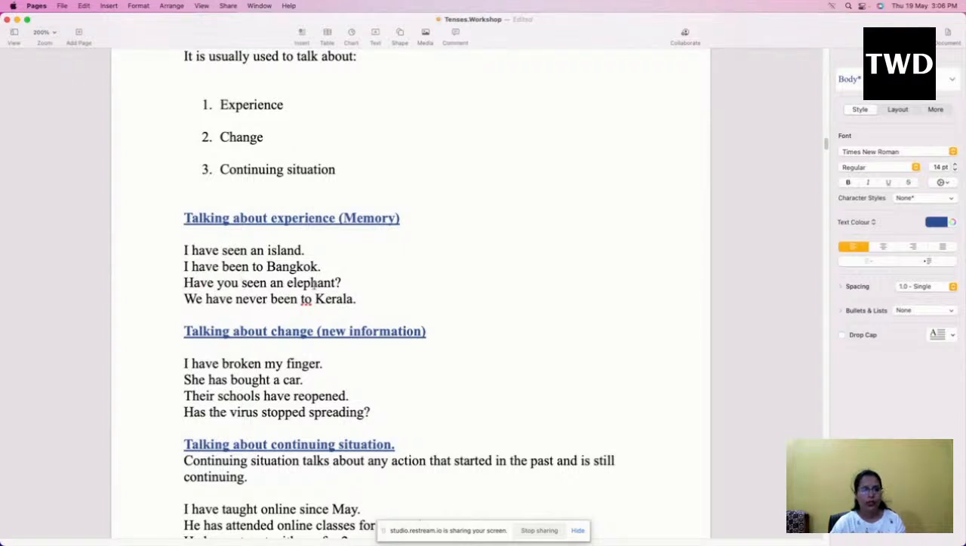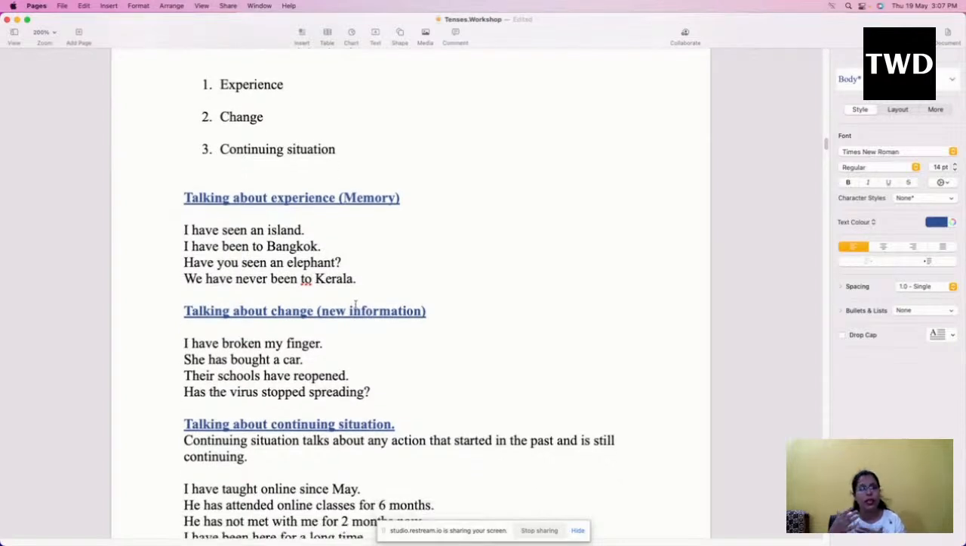Have you seen an elephant? So this is how we are going to frame questions under present perfect tense. The moment you think of framing a question, the helping verb will come at the front. Yes, have you seen an elephant? We have never been to Kerala.